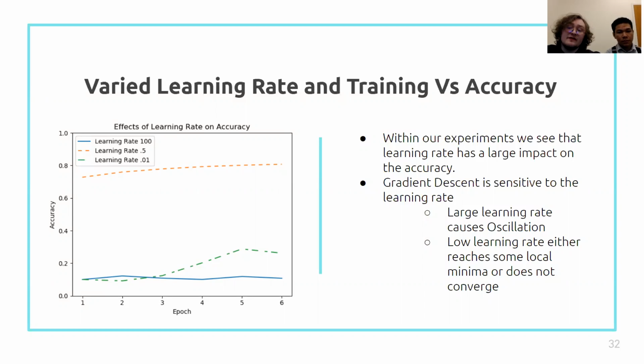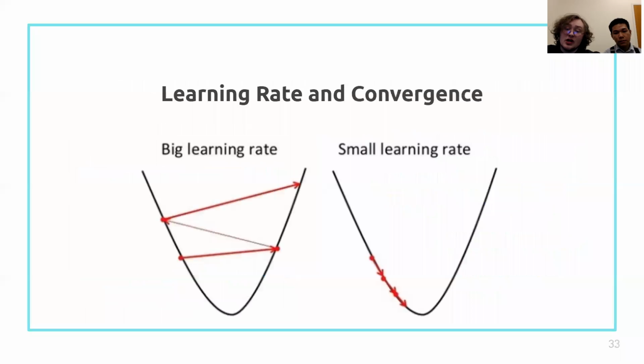This is due to gradient descent being very sensitive to the learning rate. A large learning rate causes a lot of oscillation when we are trying to converge to a local minimum, which will cause us not to converge. However, a low learning rate will cause us to converge to a local minimum, but at a very slow rate, which under 6 training sessions, meant we were not able to converge to that local minimum.